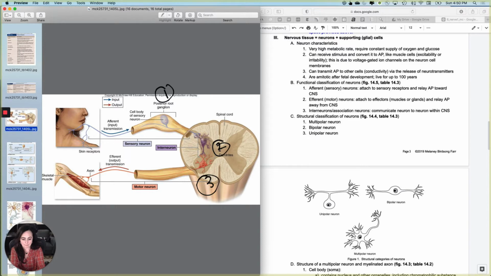This neuron 3 down here is sending information in that direction. Is that afferent or efferent if it's sending information away from the central nervous system? And you can tell it's even going to a muscle over there. That is efferent. So that neuron is efferent. It's never going to be anything else. It's always going to be efferent.